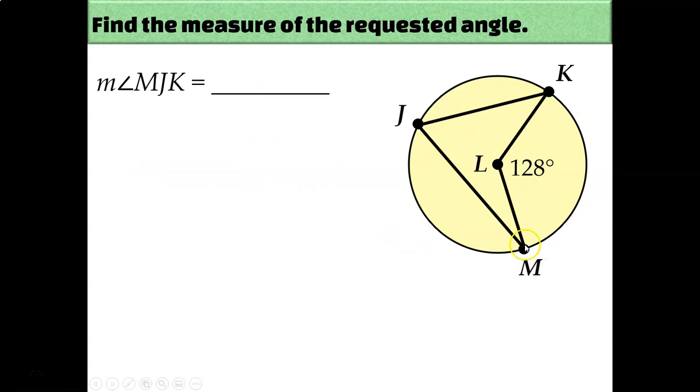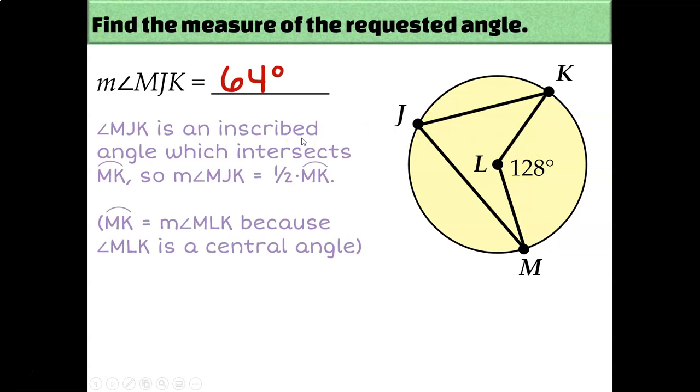Let's try another one. The measure of angle MJK. Well, it's an inscribed angle because its vertex is on the circle. And we're given the measure of the central angle that intercepts the same arc. The measure of angle MLK is 128 degrees. So the measure of angle MJK must be half of that. It must be 64 degrees.